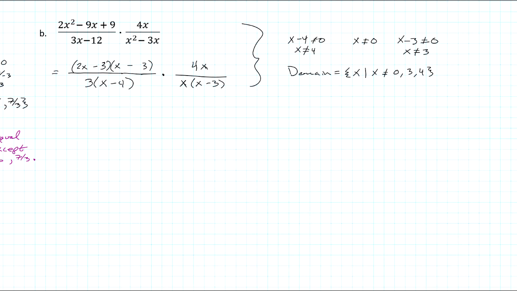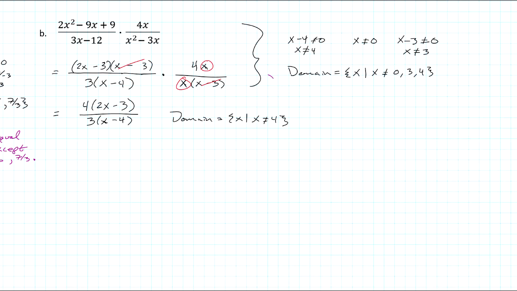Let's go ahead and cancel where we can. We can cancel an x top and bottom. We can cancel an x minus 3 top and bottom. And we are left with 4 times 2x minus 3 on top, and then we are left with 3 times x minus 4 on the bottom. That's it. We can't simplify any more. So the domain of this new one is x cannot equal 4.